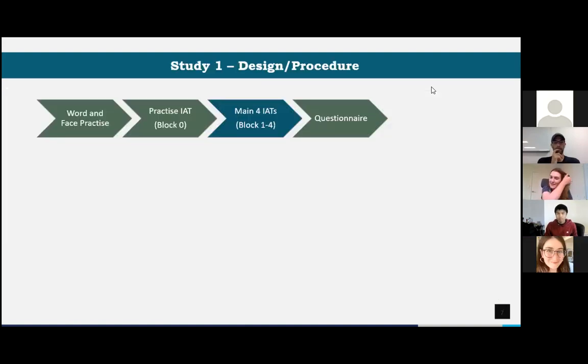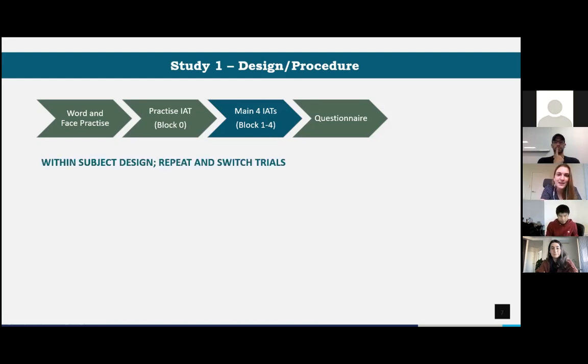Okay, so what did the study look like? We had quite a couple of IATs. We started with a couple of practice runs. We then had one block 0 that was simply that we needed one starting point. So one identity we made salient at the start, so we knew where participants are switching from. And then at the heart of the study were 4 main IATs and then a questionnaire at the end.